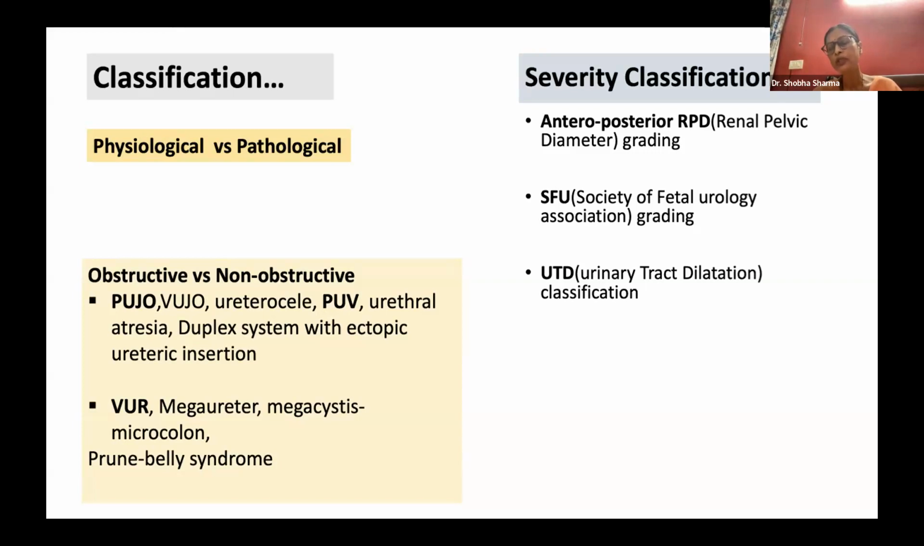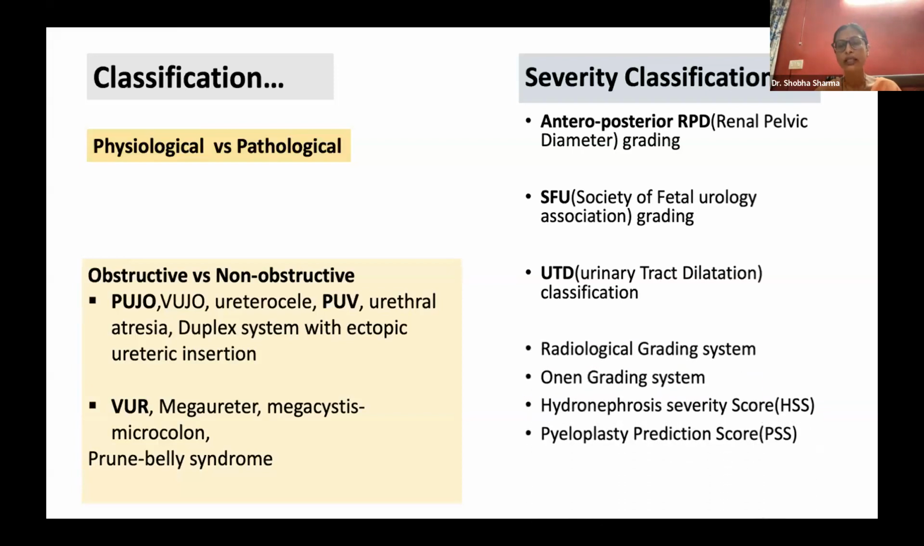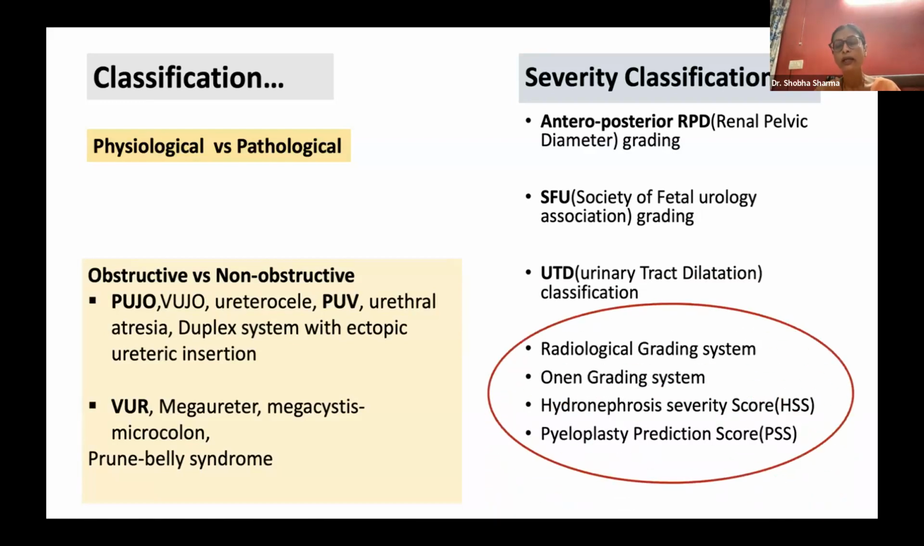The most common one used by pediatric nephrologists overall is the anterior-posterior renal pelvic diameter grading system, and equally widely used, especially by pediatric urologists, is the Society for Fetal Urology grading of antenatal hydronephrosis. And the more recent one, which was given in 2014, is the urinary tract dilatation classification. Besides these three, we do have certain other classification systems like the radiological grading system and the Onen grading system. I am just telling postgraduates about the existence of these systems, which are not much used, and more or less they are similar to the ones given above.